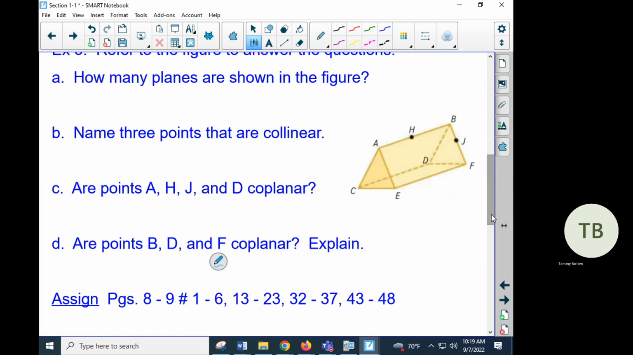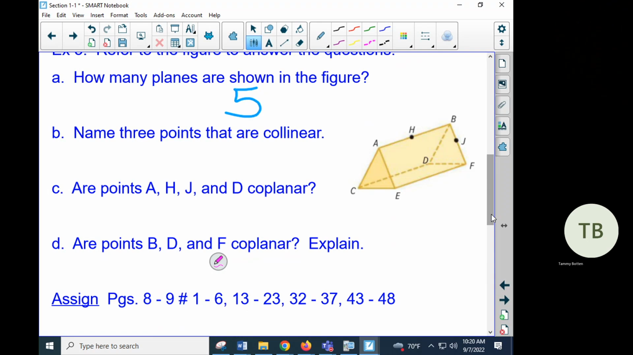So this right here is actually a triangular prism. It has triangles on the ends. How many rectangles does it have going around? 3. So how many total planes would that be? 5. Then it says, name 3 points that are collinear.